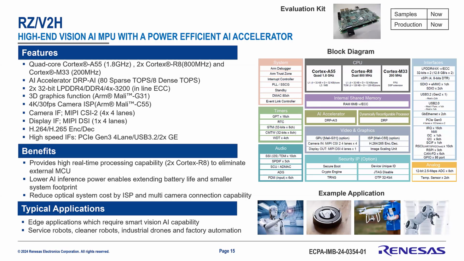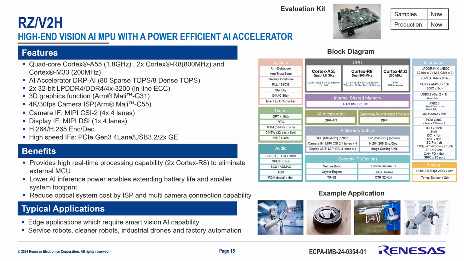The RZ/V2H has an enhanced AI accelerator, DRP-AI, capable of 80 sparse TOPS and 8 dense TOPS. So this compares to the V2L, which offers a half of a TOPS. So far more robust product here. Another differentiator for V2H is it has 2 32-bit interfaces to LPDDR4 and then DDR4 and DDR4X at 3.2 gigahertz with inline ECC.